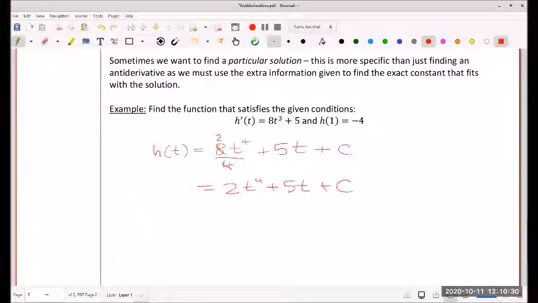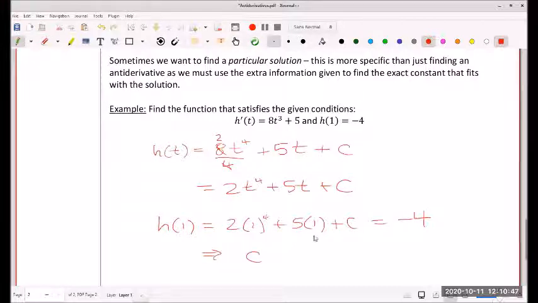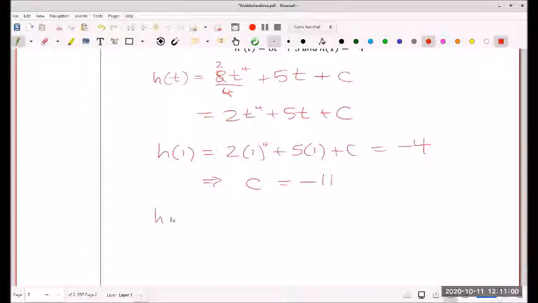And now what we want to do is go ahead and substitute in that 1. So we have 2 times 1 to the fourth plus 5 times 1 plus c, and that equals -4. So now we solve for c. So 1 to the fourth is 1, 2 times 1 is 2, 2 plus 5 is 7, and if we subtract 7 from both sides, -4 minus 7 is -11. So that's our constant. And now our function is 2t to the fourth plus 5t minus 11.